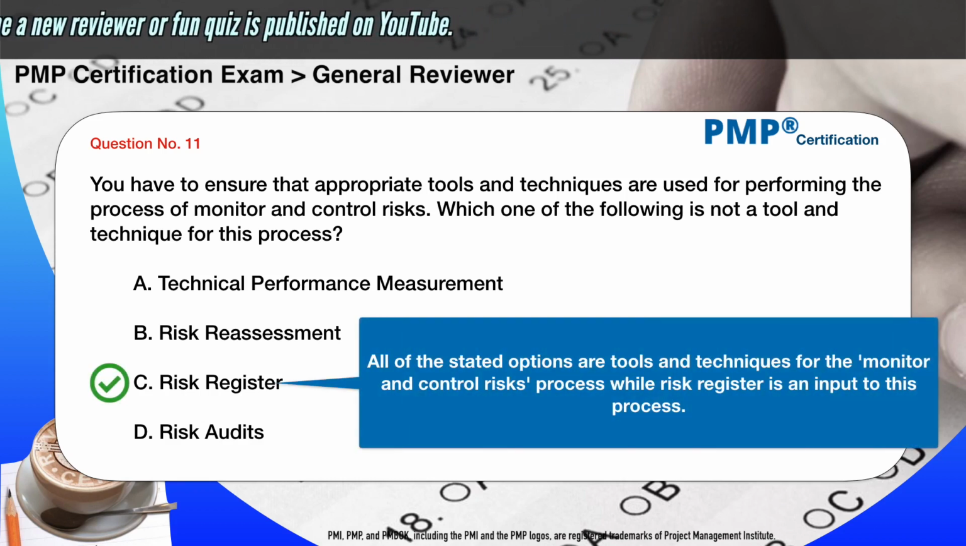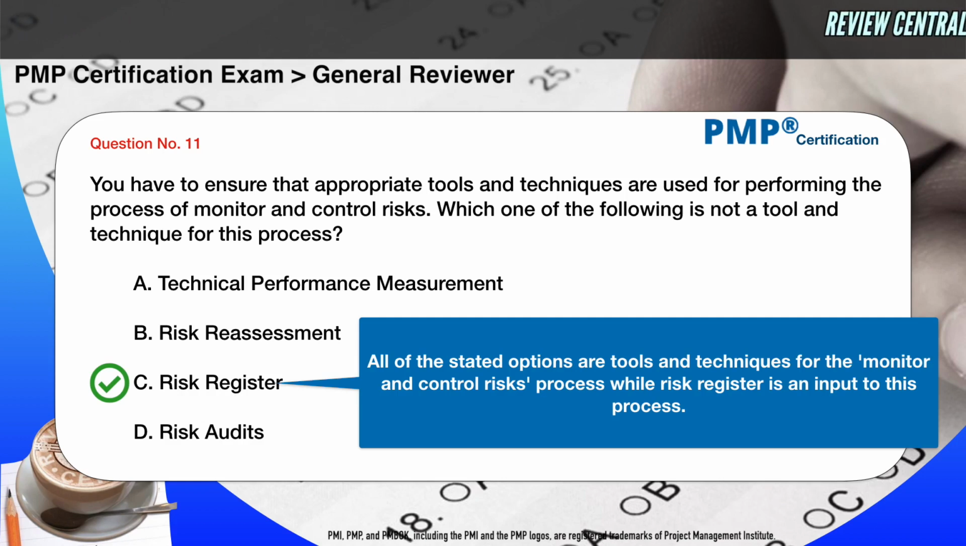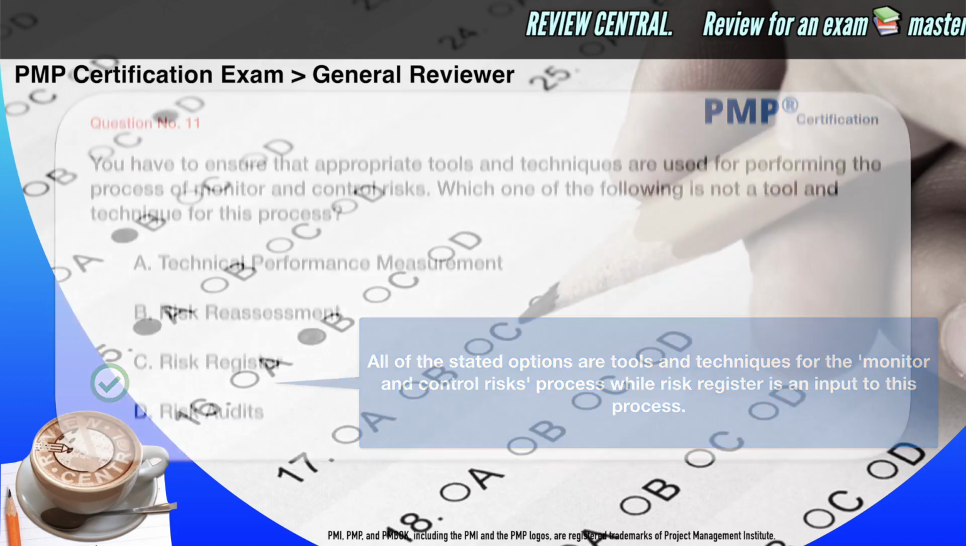The correct answer is C. Risk register. The other options are all tools and techniques for the monitor and control risks process, while risk register is an input to this process.